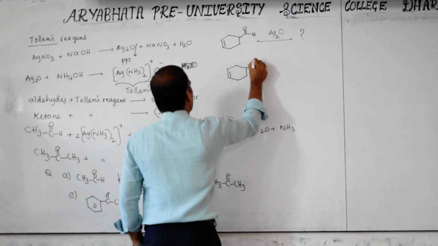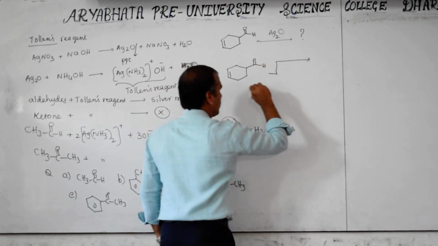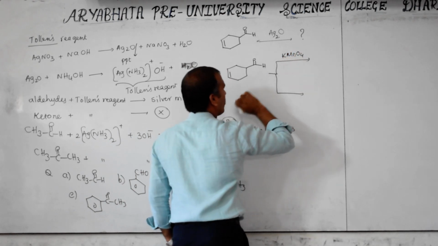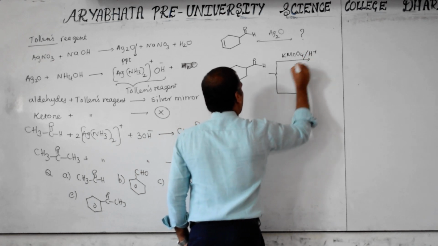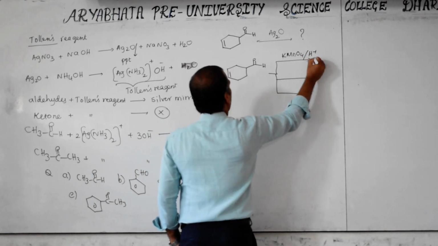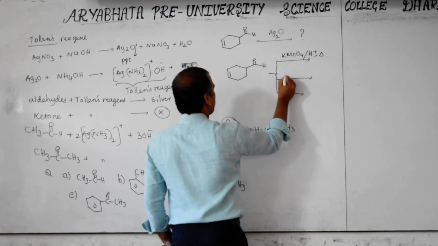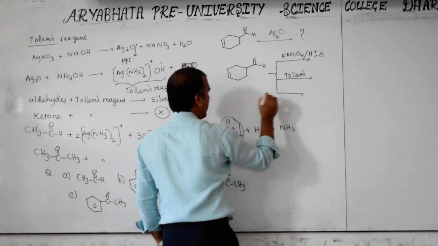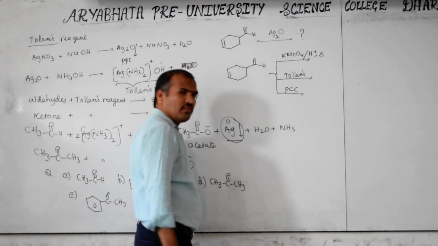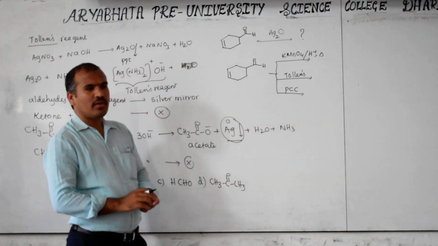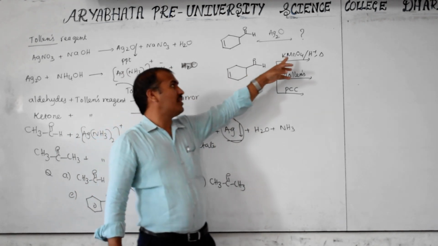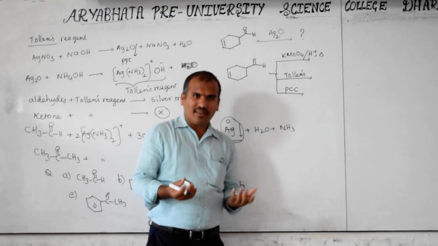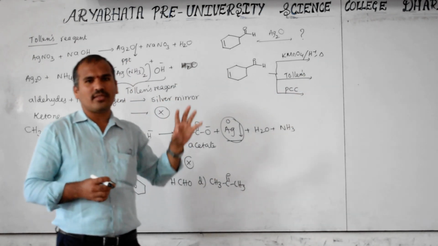This one only, take the different reagents. One is KMnO4 in acidic medium and heat also. Another one is Tollens reagent, another one PCC. So you know what a PCC is. So with all these different reagents, will we get different products or the same product? Questions like this are very important.